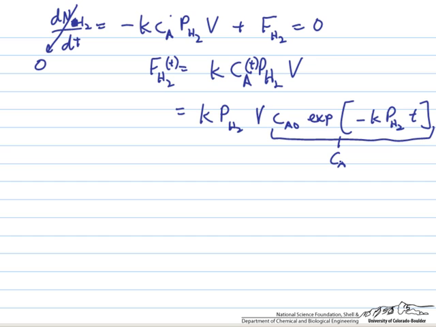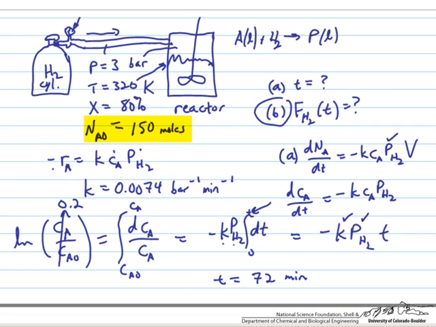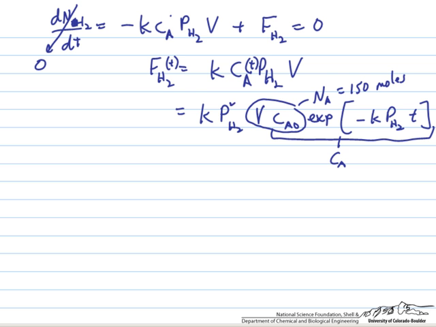All right, we can make a further simplification here. That V times Ca naught is equal to Na naught. So the volume times the moles per volume is equal to the moles of component A. All right, and we know this value. It's given in the problem statement as being 150 moles. We know pH2, it's 3 bar. We've been given K, it's the 0.0074 value. All right, K shows up again, 3 bar. And so now we have all of the constants we need, and as a function of time, we can determine the value of the flow rate of hydrogen.